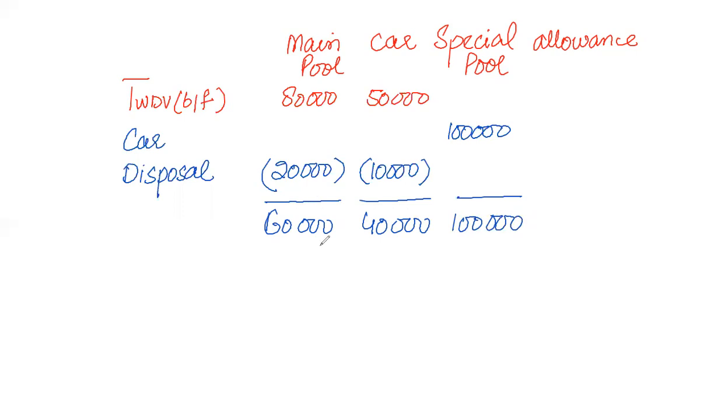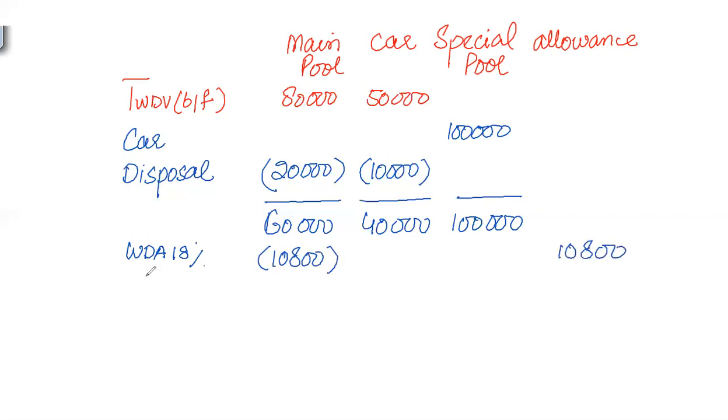Now, after disposal, the main pool balance is 60,000, but it is not considered a balancing allowance, because a balancing allowance is not possible in the main pool item unless it's a case of cessation. So routinely a WDA of 18% is to be claimed on the pool item, that is 60,000 into 18%, and this is 10,800. 10,800 is part of the pool.